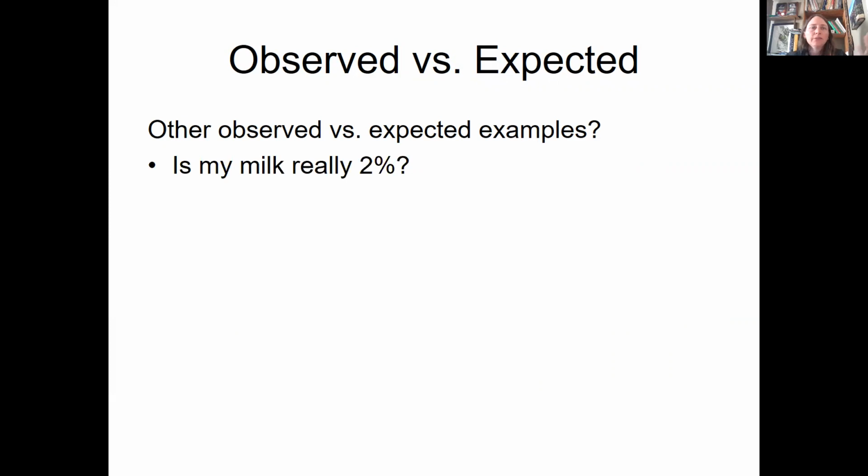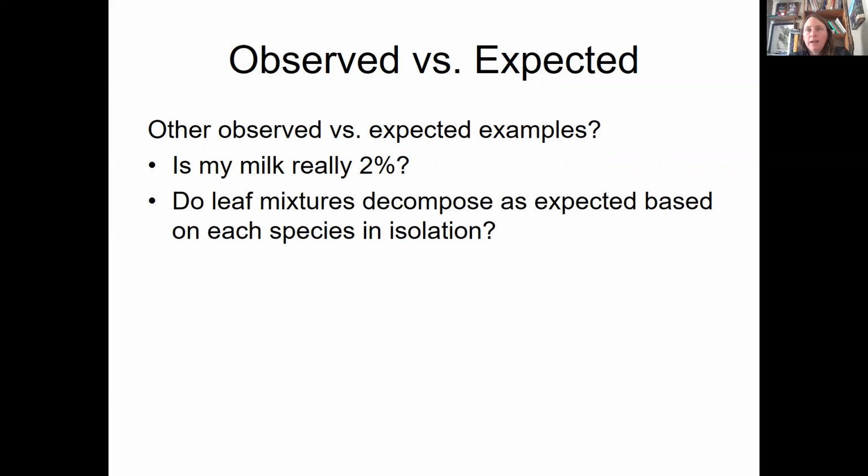Okay, so let's use some other examples. Is my milk in the fridge really 2%? Like, my expectation is that it's 2% milk, but if I measure the milk fat, would I find that it's 2%? Okay, so that's an example of an observed versus an expected value. This is something that I do a lot in my research. I wonder, do leaf litter mixtures decompose at rates expected based on each species in isolation? Or do they decompose at some faster rate when they're mixed together, or some slower rate than we would expect when they're mixed together?